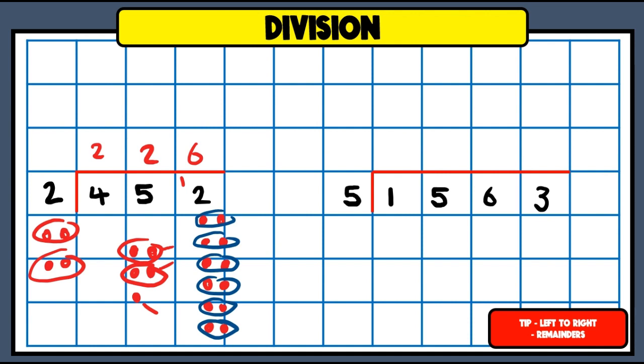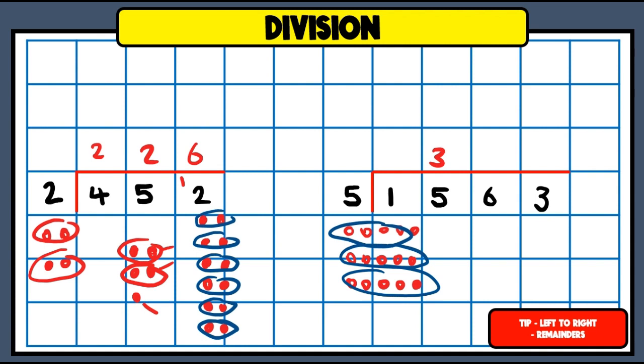How many times does 5 go into 1? It can't, because 1 is smaller than 5. So how many times does 5 go into 15? Let's have a look. 1, 2, 3, 4, 5, 6, 7, 8, 9, 10, 11, 12, 13, 14, 15. Alright, let's see how many times that is then. We've got 1, 2, 3. 5 goes into 15 3 times. No remainder.